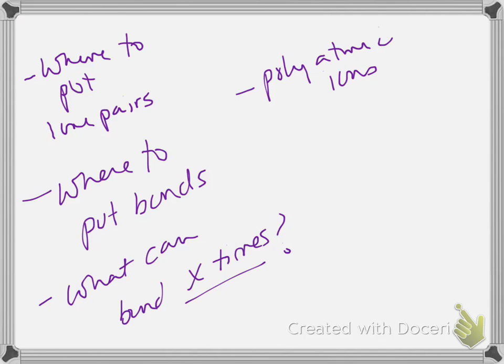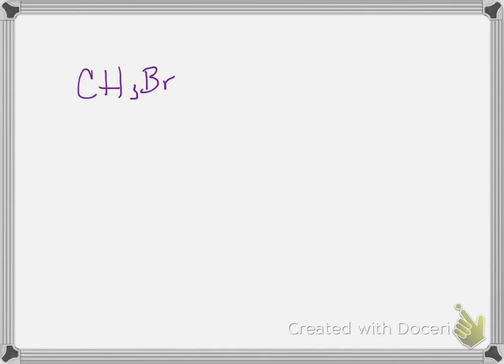Okay. So let's spend some time. We'll do some examples with lots of unshared pairs, and we'll do some other stuff. So, okay, let's do some practice together. This is methyl bromide. It's an organic compound. So CH3Br.